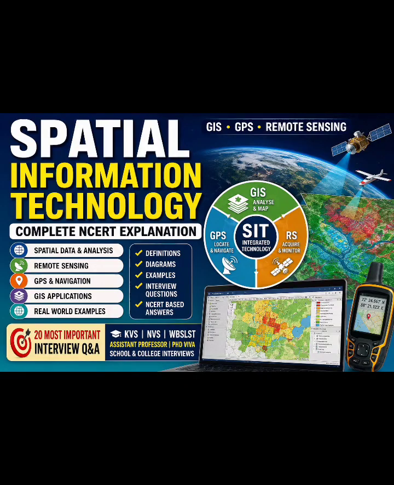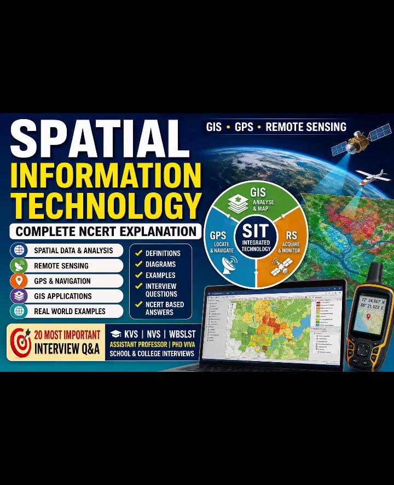So spatial information technology is widely used in agriculture, urban planning, disaster management, forest management, water resource management, environmental monitoring and transportation planning. In India, organizations such as ISRO and NRSC extensively use GIS, GPS and remote sensing for resource mapping and disaster monitoring. For example, ISRO's Bhuvan Geoportal provides satellite-based geospatial information for planning and development.